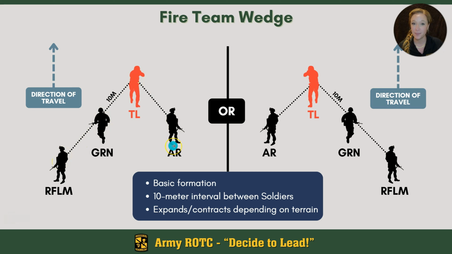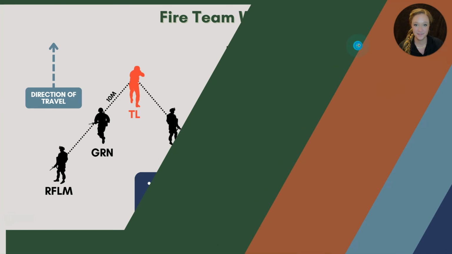Now, remember from our composition lessons that the team leader just carries the M4, and they're leading from the front. Your automatic rifleman has the automatic rifle, the 5.56 M249. Your grenadier has your grenade launcher, and your rifleman is also only carrying the M4. So this is our most basic formation at the team size right here.